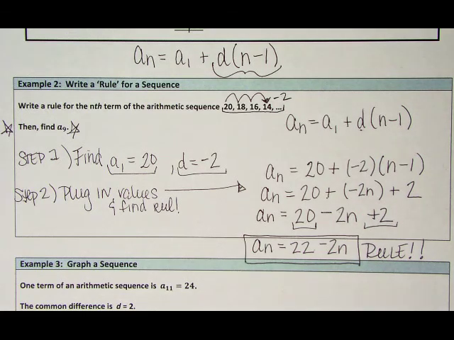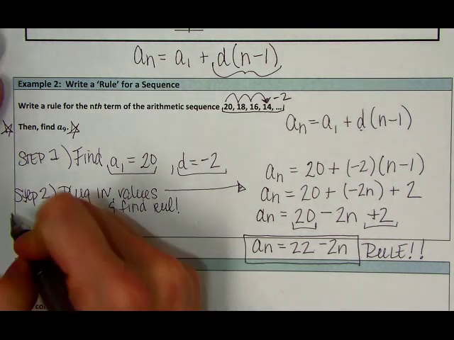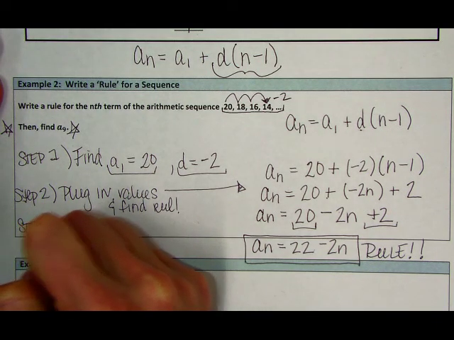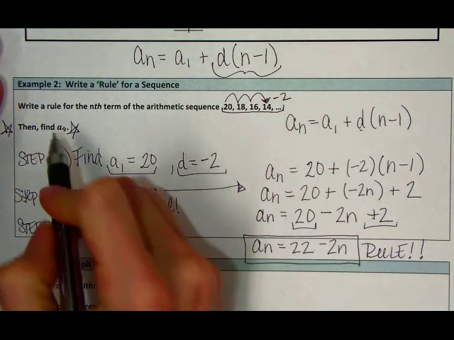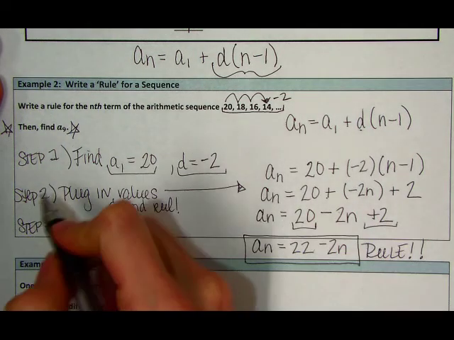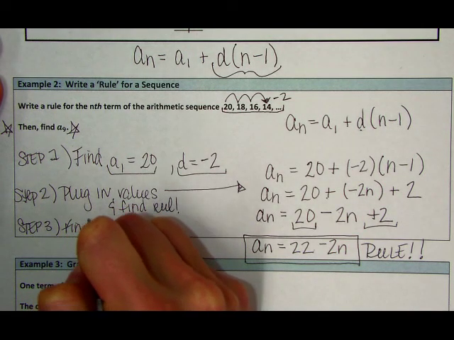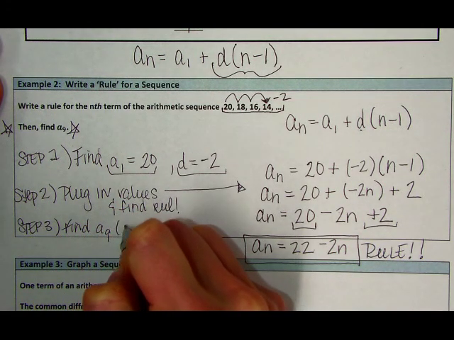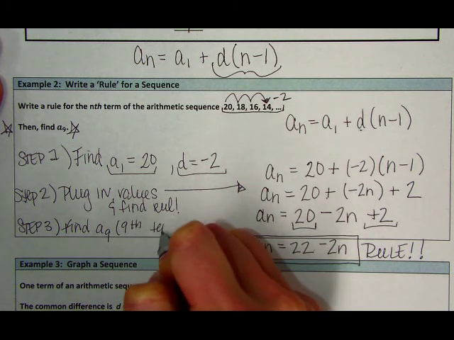Okay, so that last video cut out on us. We were right at example 2, step 3. And step 3 has us plugging in for our 9th term. So we want to find a sub 9, which is our 9th term.